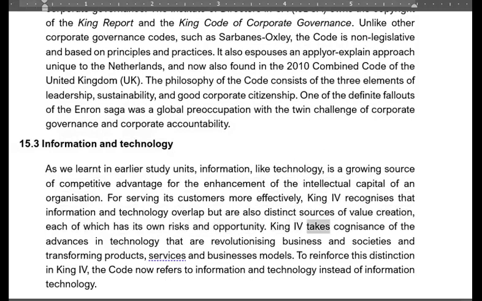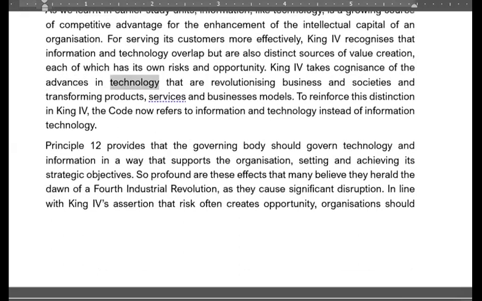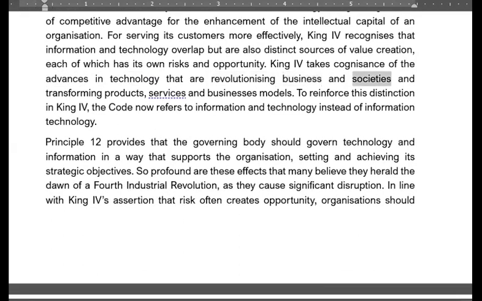King IV takes cognizance of the advances in technology that are revolutionizing business and societies in transforming products, services, and business models. To reinforce this distinction in King IV, the code now refers to information and technology instead of information technology. Principle 12 provides that the governing body should govern technology and information in a way that supports the organization setting and achieving its strategic objectives.